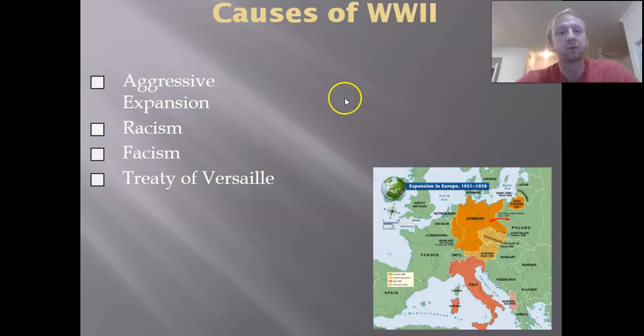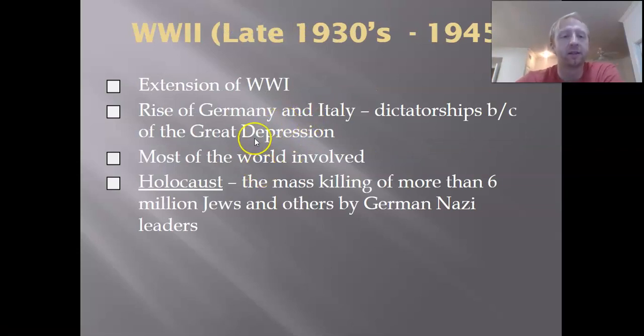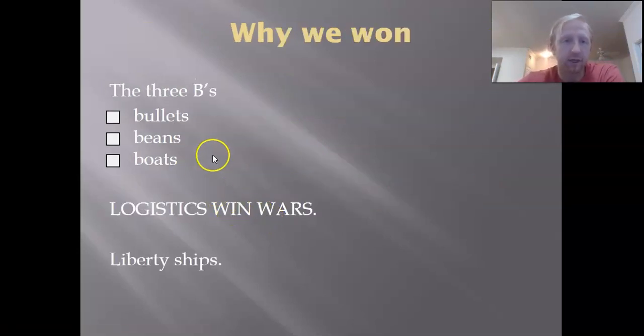So, causes of World War Two: aggression, expansion, racism, fascism, Treaty of Versailles, all that good stuff. We went over it. Axis versus Allied: Germany, Italy, Japan versus Poland, UK, France. Eventually it grew to include the Soviet Union and the United States. It was unbelievable on the Axis's part that they attacked the Soviet Union and then, of course, Japan attacked America, which, like, what were you thinking? So this is basically an extension of World War One, the rise of Germany, and so on. Most of the world was involved. This leads to the Holocaust. You gotta know that.